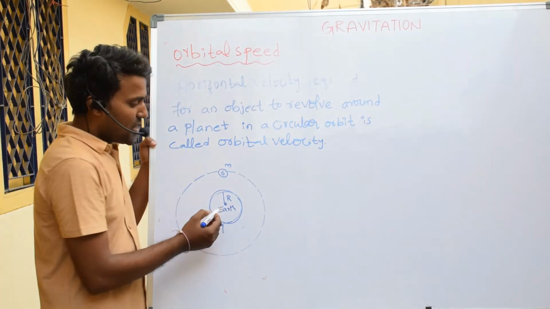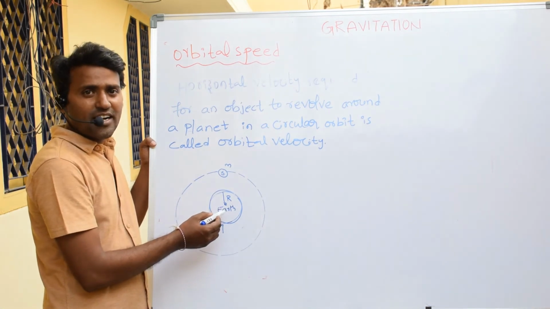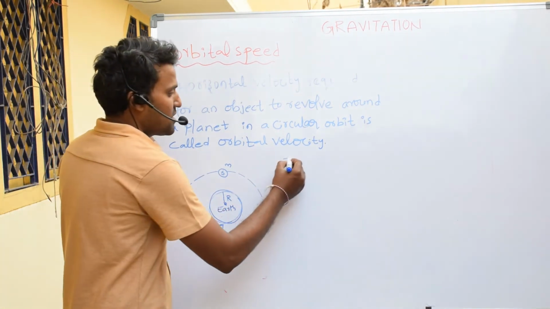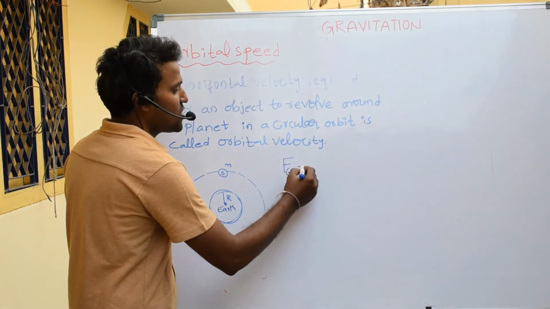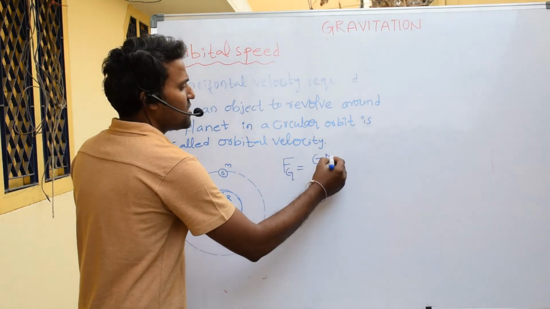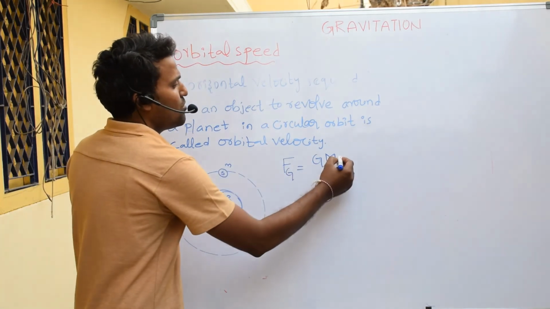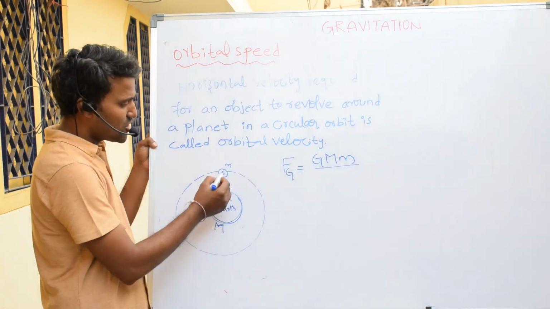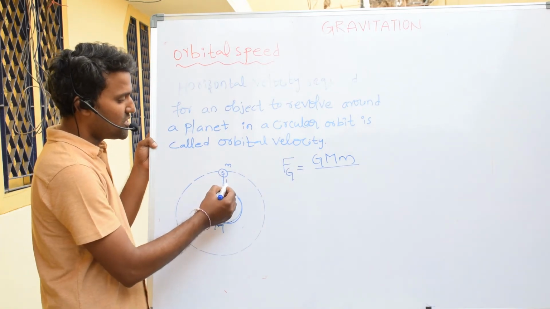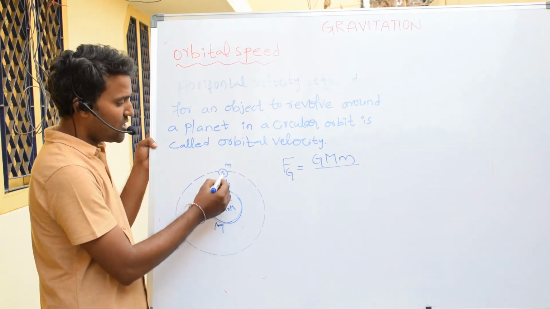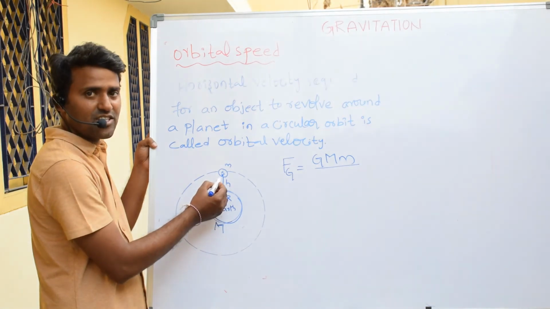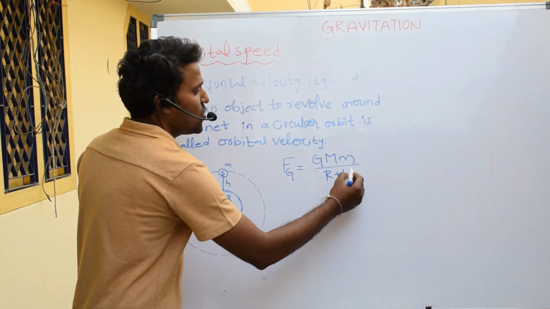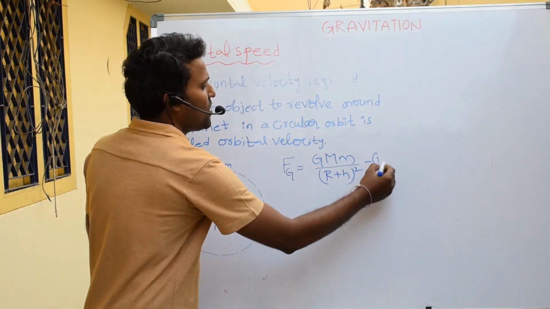Now we can observe some gravitational attractive force between these two. Gravitational force Fg is equal to capital G, mass of the Earth, mass of the satellite, divided by the distance squared. The distance from the center of the Earth to the satellite is r plus h, so it is r plus h whole squared. It is equation number 1.